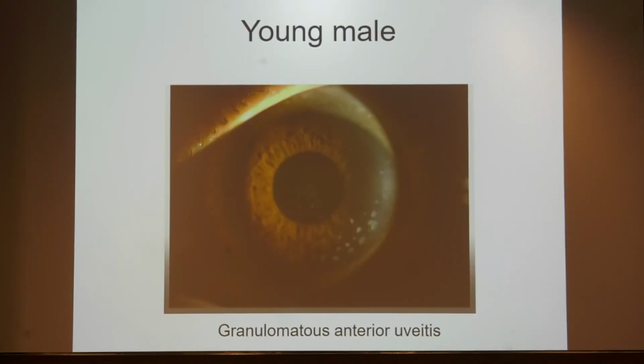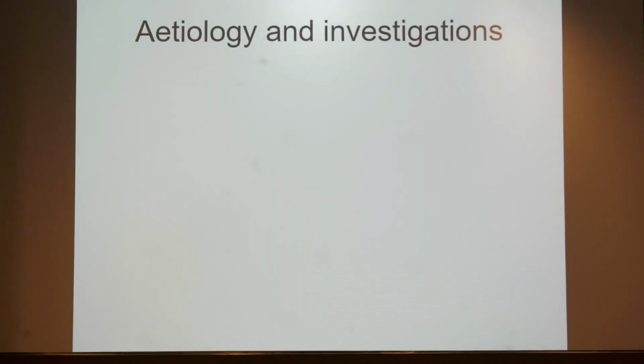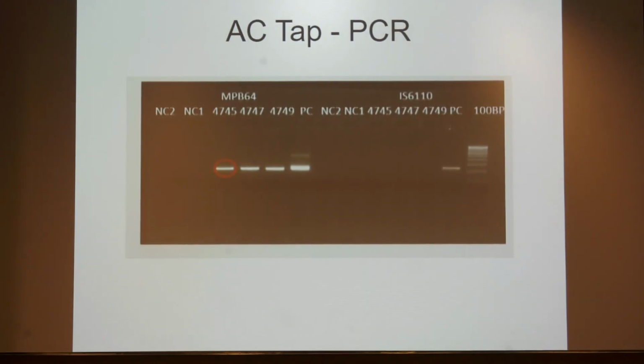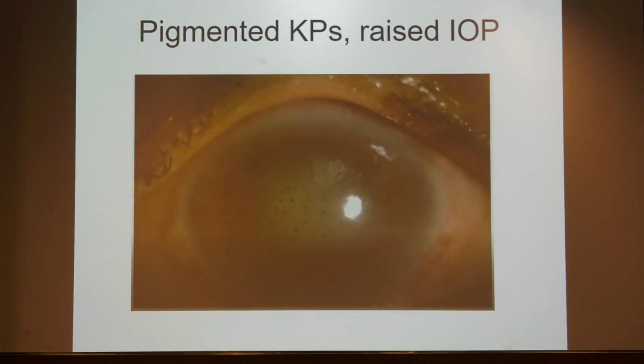Another young male with mutton fat keratic precipitates, so working clinical diagnosis of a granulomatous anterior uveitis. So there are two etiologies which we would want to focus on, and that would be TB and sarcoid to start with. So we would rivet our attention to ruling out TB and sarcoid, which would be in the form of a Mantoux test, a QuantiFERON TB Gold test, serum ACE, and imaging where HRCT would be beneficial. In some cases, when there's a diagnostic dilemma, you might need to resort to an anterior chamber tap and do a PCR.